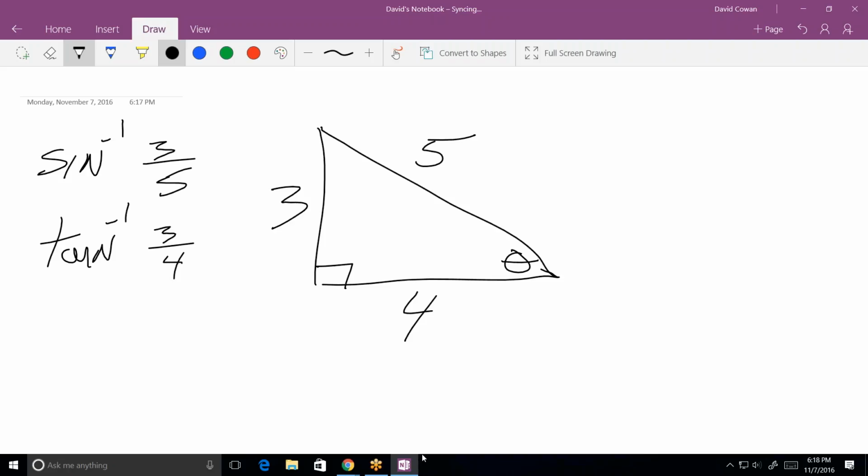All of these are the same thing. Or the inverse cosine of 4 over 5. Notice that all 3 cases give me theta. And in all 3 cases I'm taking the inverse of a ratio to get an angle. Okay, and I find that extremely helpful.